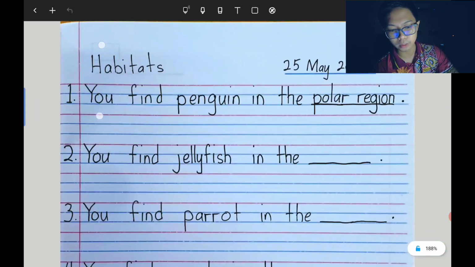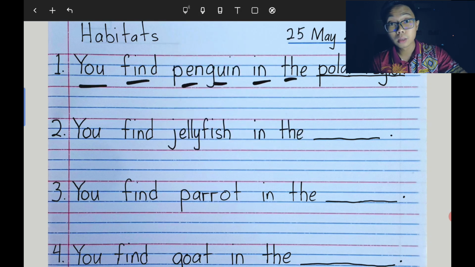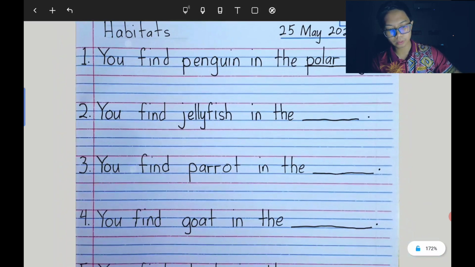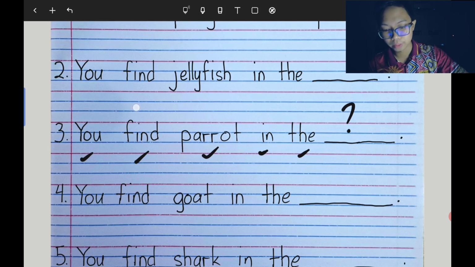Let's review one more time. The first one, okay, the first one, you find penguin in the, di mana kamu jumpa penguin? Polar region. Okay, that's the first one. Next, you find jellyfish in the, where do you find the jellyfish? Write down your answer over here. Okay. Next one, number 3, you find parrot, okay, burung kakatua, in the, where do you find? Write down your answer. So that's number 3.